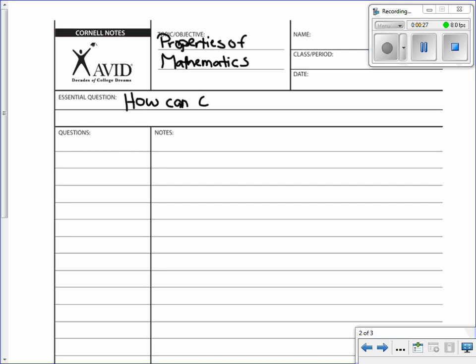How can commutative and associative properties be used to simplify numerical expressions?